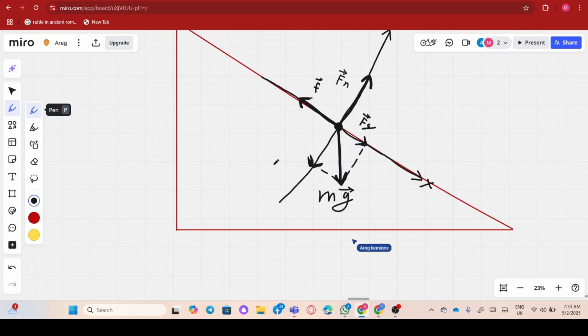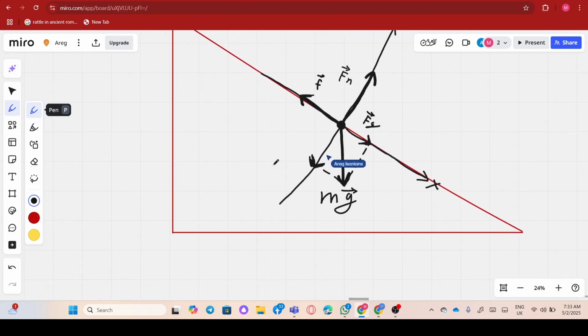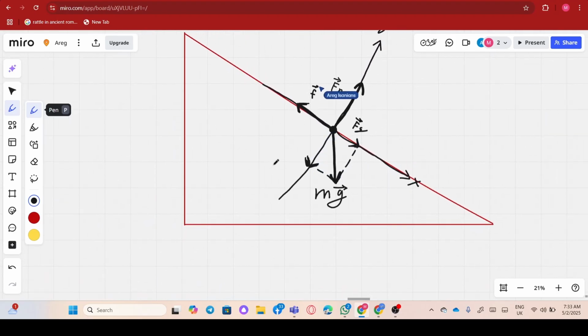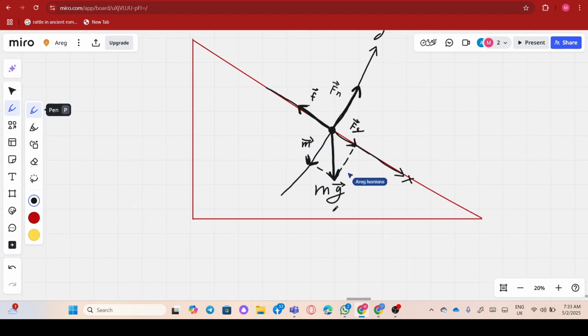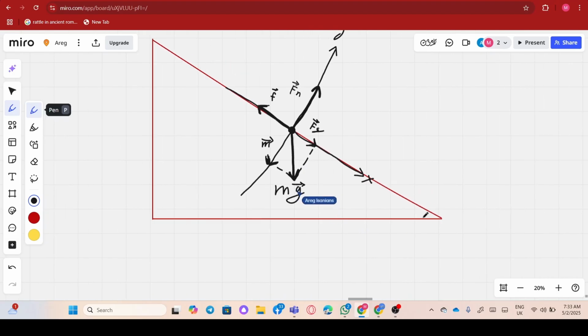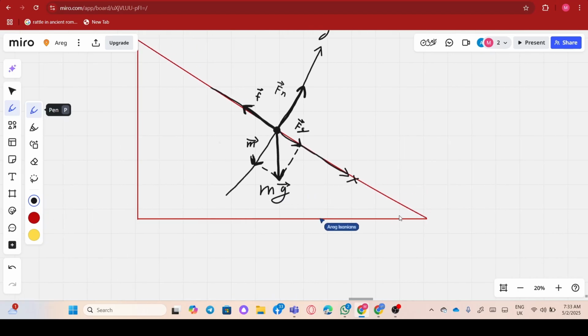And that one we denoted with a small letter m, again with a vector sign because it has direction. And also let me remind you, we have an angle of alpha here.